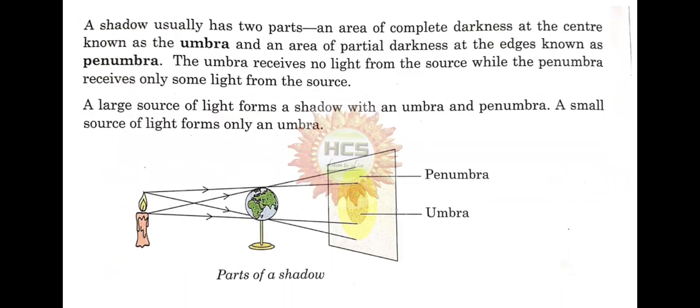Look at the picture. They are showing you umbra and penumbra. These are the parts of a shadow. A shadow has usually two parts, umbra and penumbra. The first part, the darker part at the center, is known as umbra, and the second part around its edges receives only some light from the light source. So this is known as penumbra.